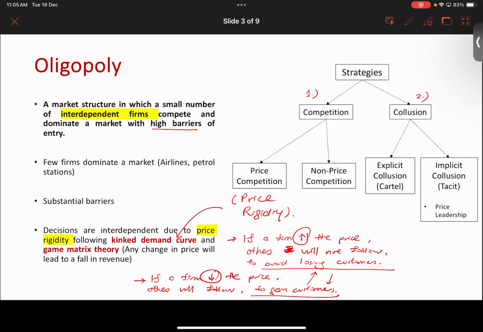Now, on the other hand, they can actually collude as well. Collude means like pakat, they come together and work on some plans which can be illegal. When we talk about collusion, it can be divided into explicit collusion and implicit collusion. Explicit collusion is like a cartel. That means a formal agreement between two companies to purposely reduce the output to mark up the prices. So that means they want to behave like a monopoly.